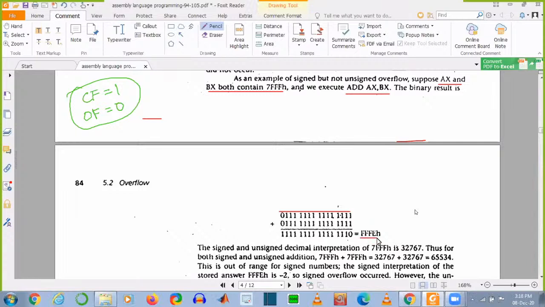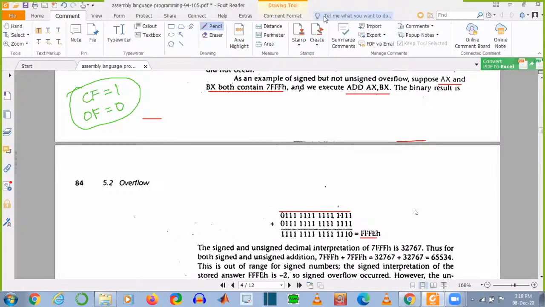Is there any carry out from the MSB? What do you think? No, sir. There is no carry out from the MSB. Okay, good. That is correct. There is no carry out from the MSB. So now look here.